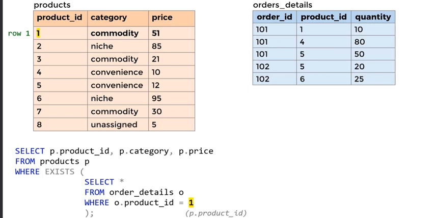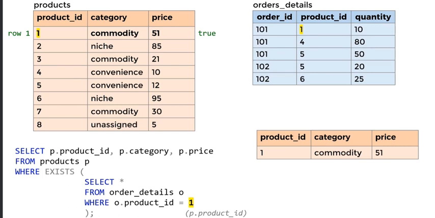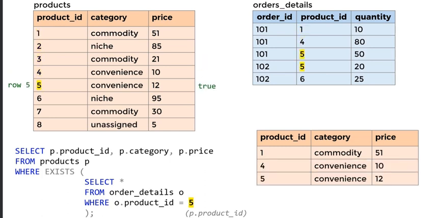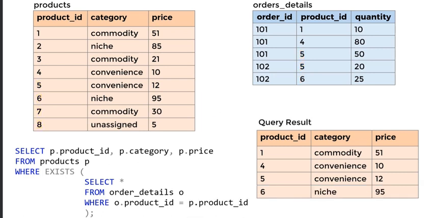So when processing row 1, the exists evaluates to true because we have at least one row in the order details table where product ID equals 1. Therefore, this row gets included in the query result. Each row in the products table is then evaluated in this way, right? So 4 is there, 5 is there, true, 6 is there, true, and 7 is not there, false, 8 not there, false. So we get our 4 records in the final query result, and these are all the products which have matching product IDs in the order tables, right?